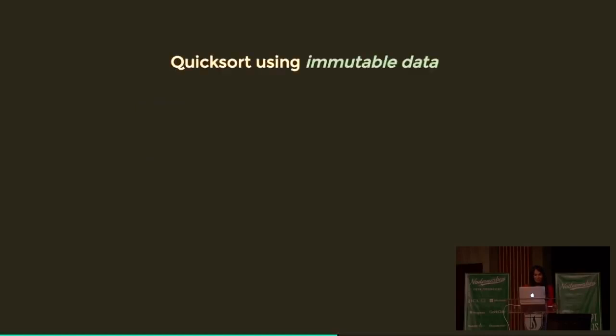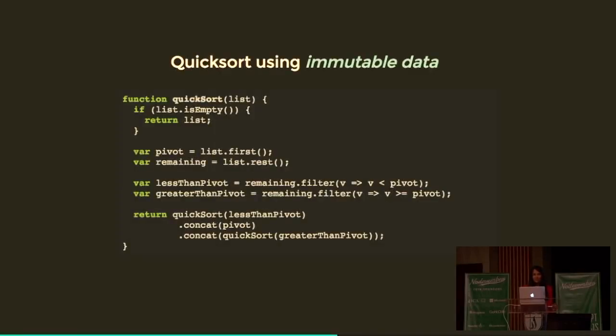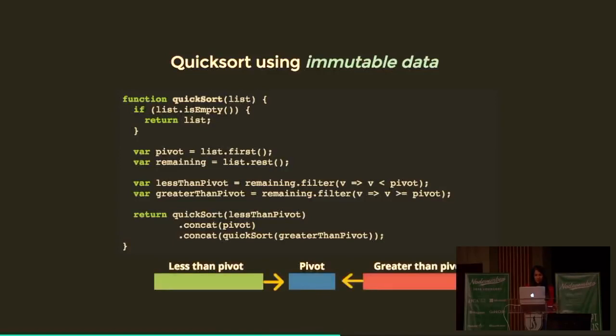But what if I told you that with immutable data, our function could look like this? Because we can't mutate the values, each time what we do is we first get the pivot, which is the first item in the list, then get the rest of the items in the array, calculate a new reference to all the items less than the pivot, calculate a reference to all the items greater than the pivot, and you're simply, each time, concatenating all the items less than the pivot to the pivot, and the greater than the pivot to the pivot.